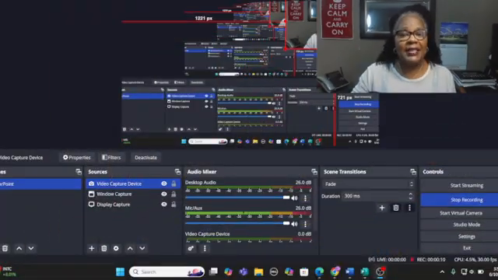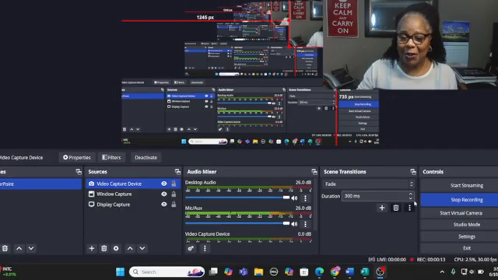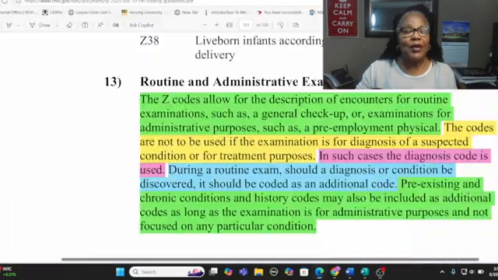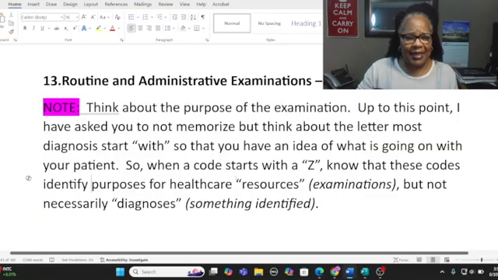Okay guys, let's continue our review of the official 2025 ICD-10-CM coding guidelines. We are down to number 13, and we're talking about routine and administrative examinations. Let me double check my handout. Yep, just refer to the guidelines first. But I've got a note here, my purple notes are Codemaster Coach notes, that says, think about the purpose of the examination. Why is the examination being performed?